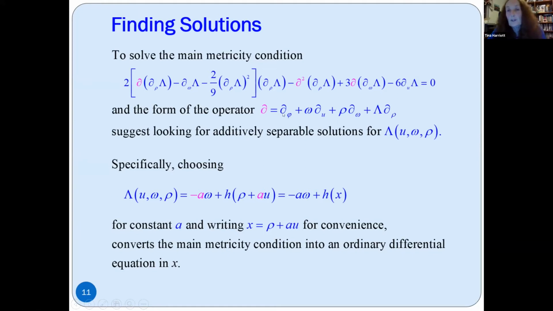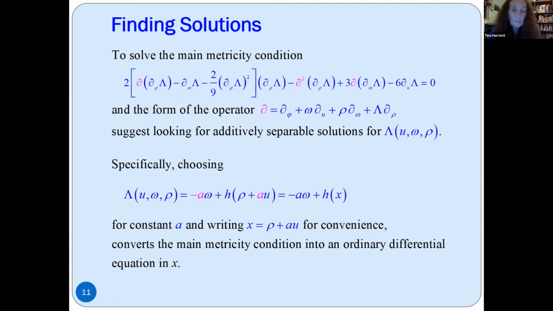By looking at the form of this operator del, we thought of looking for additively separable solutions for lambda. Specifically, we chose this form: minus a omega plus an as yet unknown function of rho plus au, where a is a constant that appears in these two places. And the coordinates rho plus au appear only in that combination, which we will now write as x for convenience.